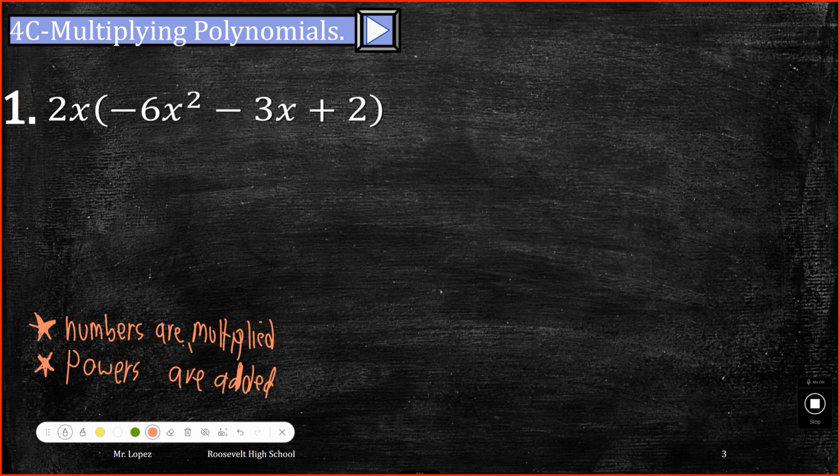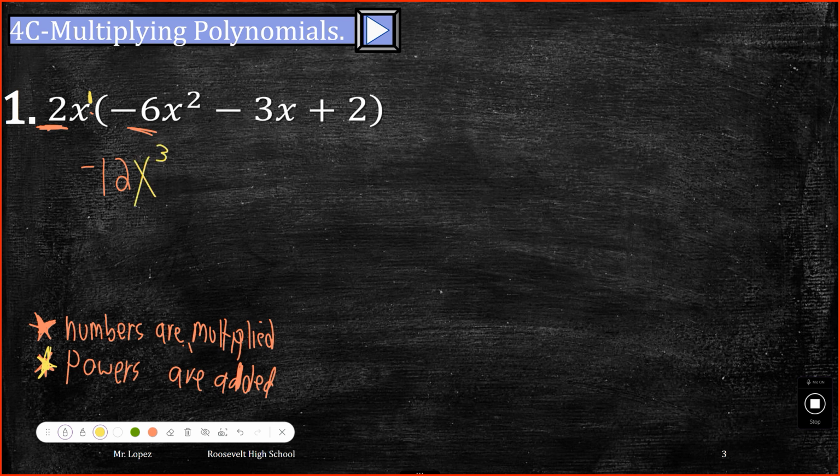All right, here we go. Step 1, numbers. What do I mean by numbers? Coefficients. These numbers are multiplied. What is 2 times negative 6? Negative 12. Powers are added. What's the power of x if it doesn't have a number right here? Invisible. 1. What is 1 plus 2? 3.